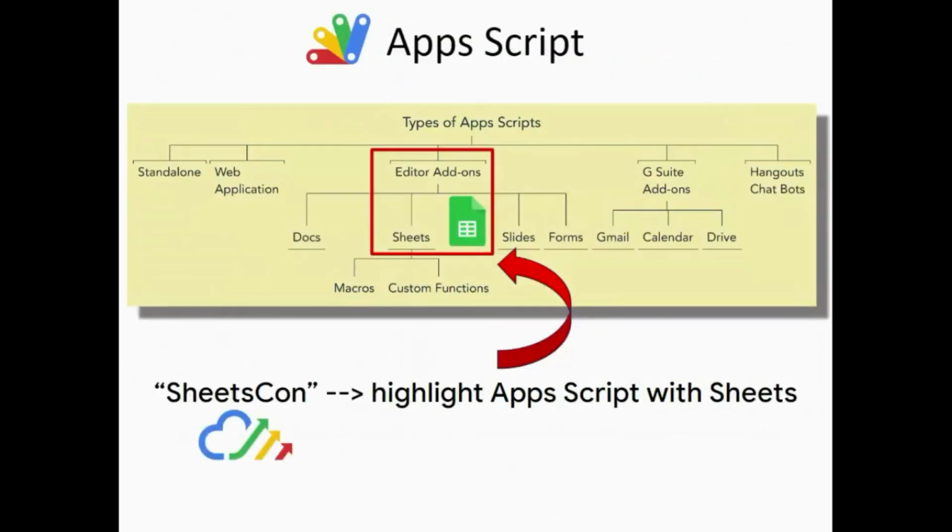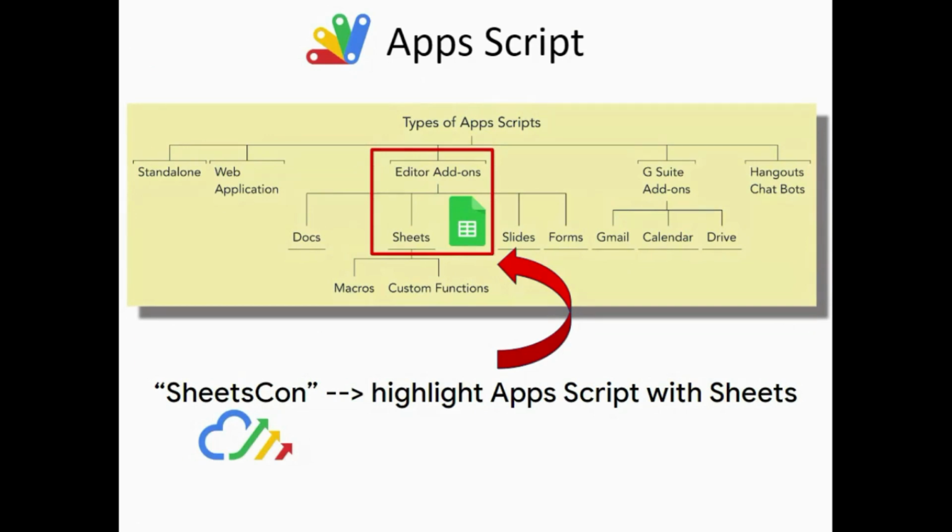There are a number of different types of app scripts that can be developed. You can have standalone app scripts. You can have web applications. You can create app scripts, editor add-ons for Google Docs, Google Sheets, Google Slides, Google Forms. You can create app scripts for the new G Suite add-ons for Gmail, Calendar, Drive. And you can even write app scripts for Hangouts chatbots. But since this is SheetsCon, we're going to be highlighting AppScript within Google Sheets.